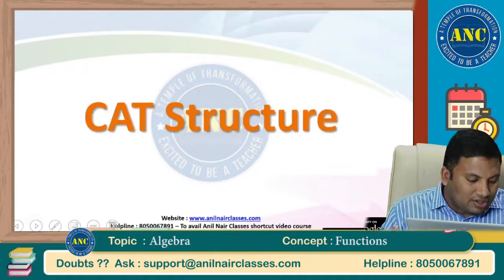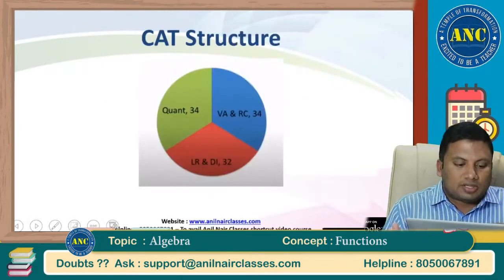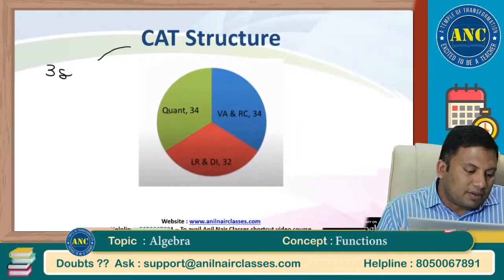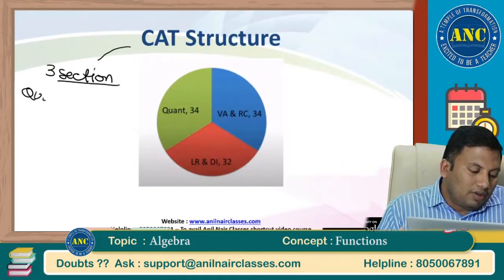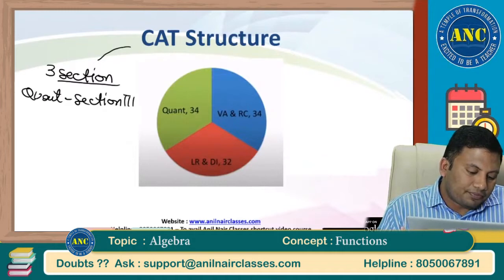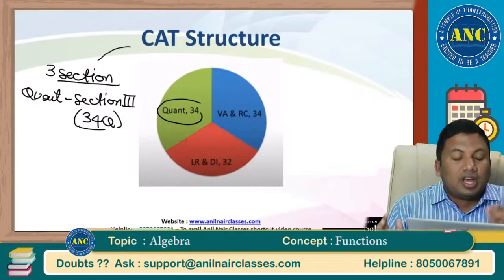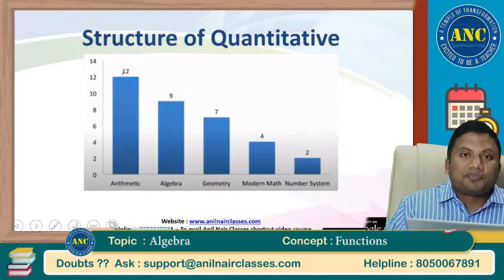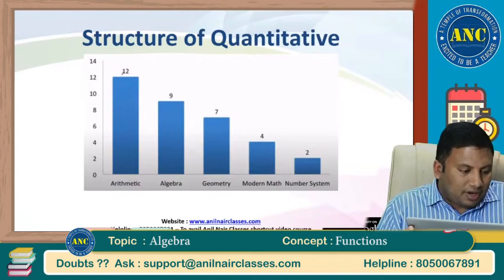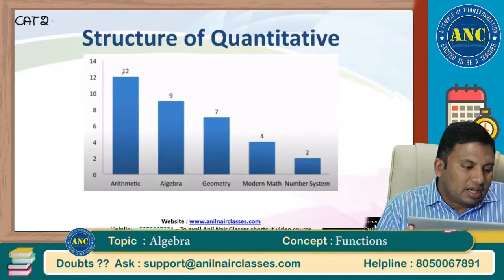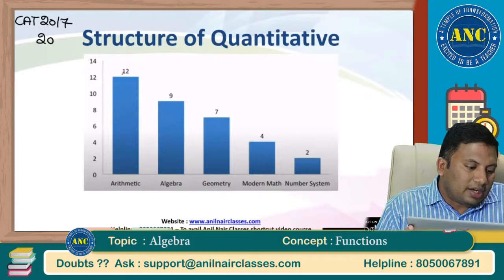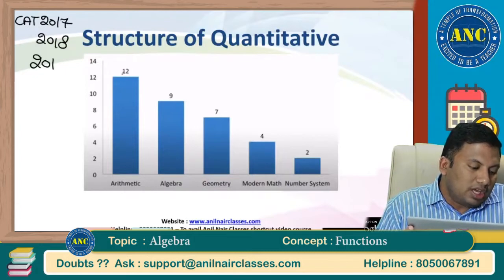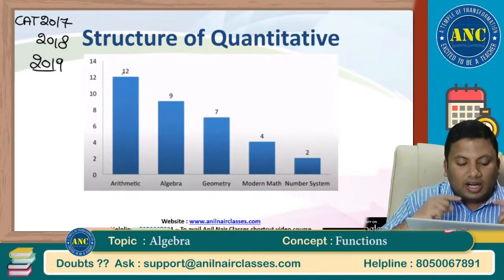Recursive and iterative function. Now, if I take the CAT exam structure, as you know, this year it is a 3-section paper. Quant is section number 3, which has 34 questions. If I see the trend of the last 3 years of CAT papers, CAT 2017, CAT 2018, CAT 2019, the most important topics where questions come repeatedly.